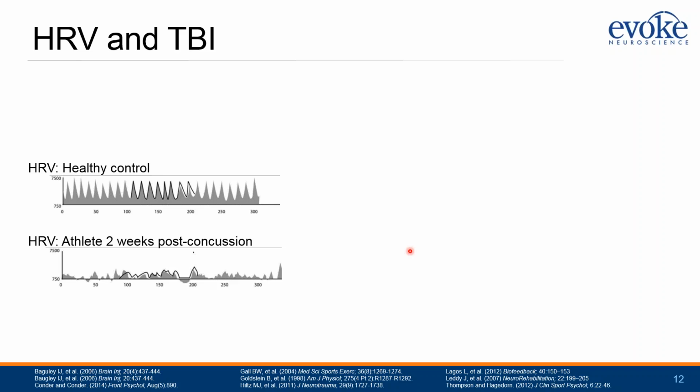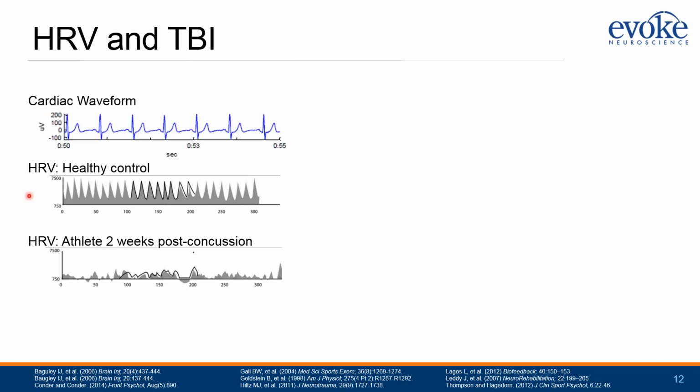This is a snapshot of HRV for a healthy control and for an athlete that is 2 weeks post-concussion. Now, first of all, you might be questioning what this graph is and what an HRV waveform looks like in a graphical setting. So let me break down what it's showing, using first a cardiac waveform. This is the normal PQRS waveform we're familiar with. What we're doing here is taking these end-to-end intervals, how far apart they are, and graphing them according to time. So heart rate variability is looking at the variability in these end-to-end intervals over time.